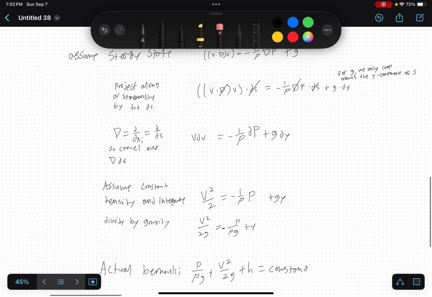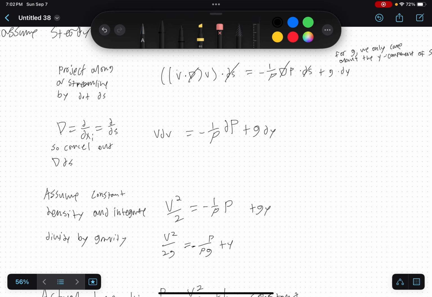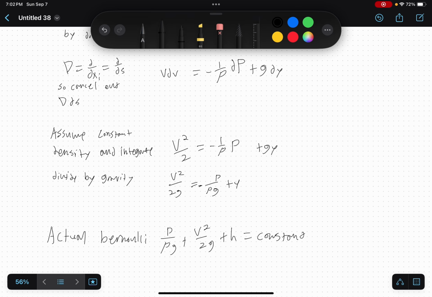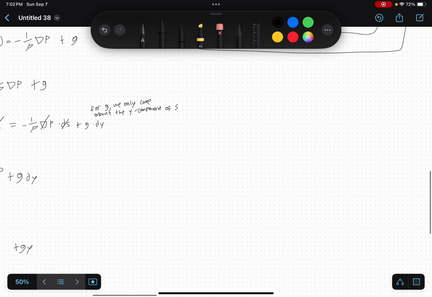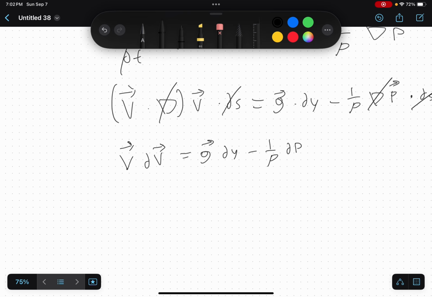I think that's correct so far, right? Yep. All right, now we can assume constant density. Then we divide by gravity and then we're done. If we assume constant density, we can integrate both sides.